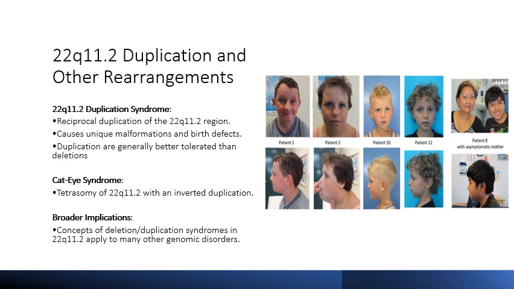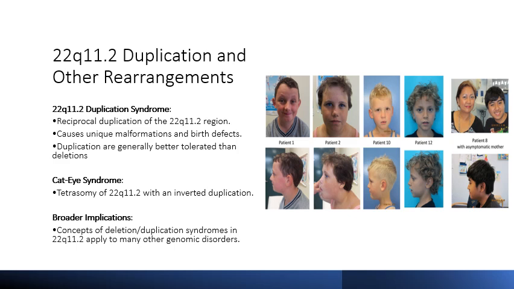As I mentioned, 22q11.2 duplication syndrome is a duplication that's generally better tolerated than the deletion syndrome. It's usually caused by reciprocal duplication of the 22q11.2 region and causes unique malformations as well as birth defects. We have Cat Eye syndrome, which is a tetrasomy of the 22q11.2 region, and it is caused by an inversion and a duplication.